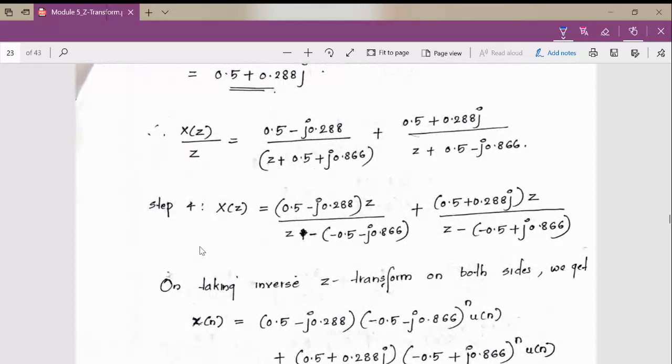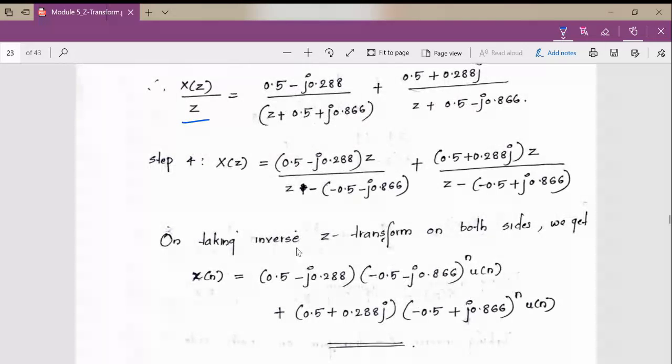Again, we write the values of A and B in our X of Z by Z. The next step is cross multiplying this Z into the two terms. So X of Z is equal to this constant times Z divided by Z minus the pole. We are writing the poles in the form of Z by Z minus a constant, rearranging like that, so we get Z minus minus 0.5 plus minus j 0.866. Then we take the inverse Z transform.